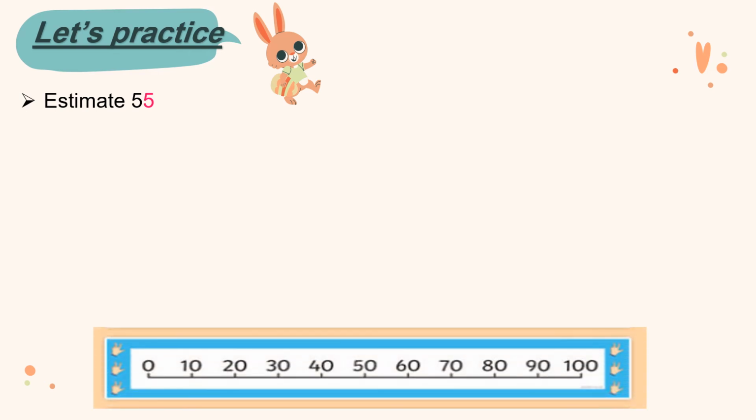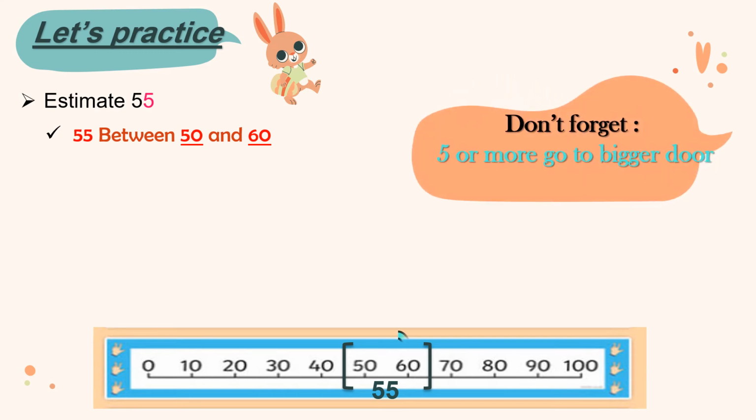Now let's practice. Estimate 55. First, we must draw the number line. 55 is between what and what? Yes, 55 is between 50 and 60. Second step, look at ones. Don't forget, 5 or more, go to the bigger door. Now in ones, we have 5, so we will go to the bigger door. So 55, it will be 60.